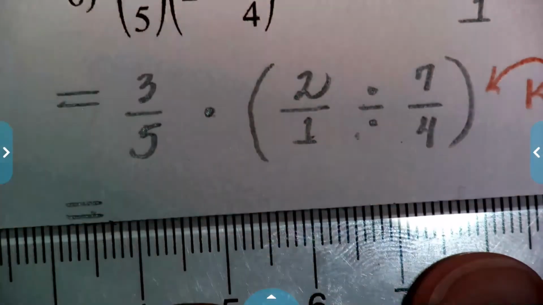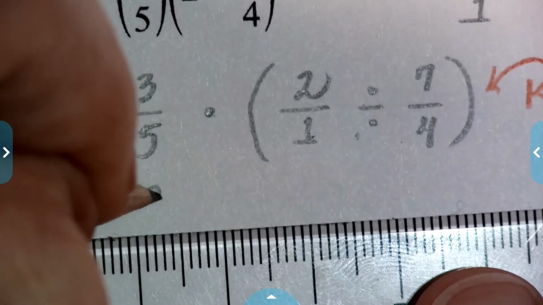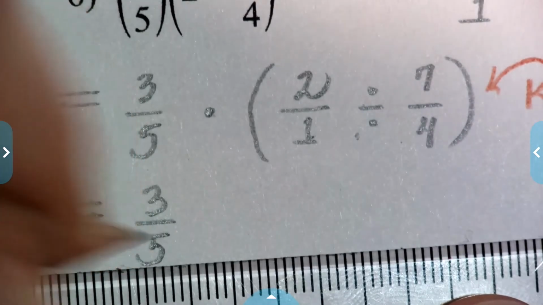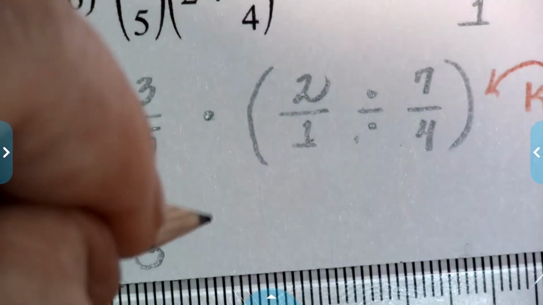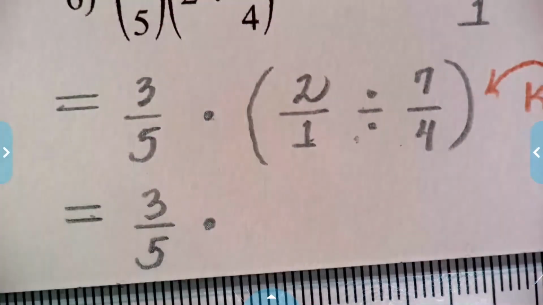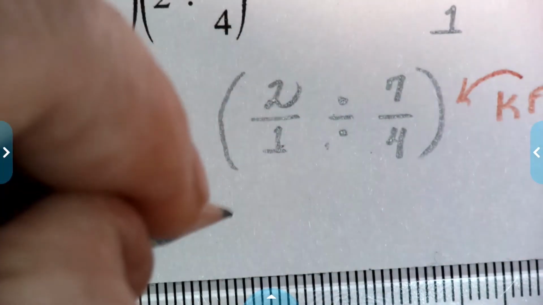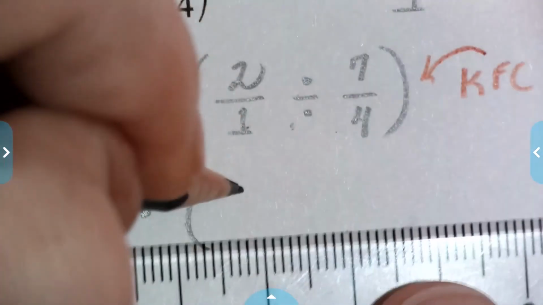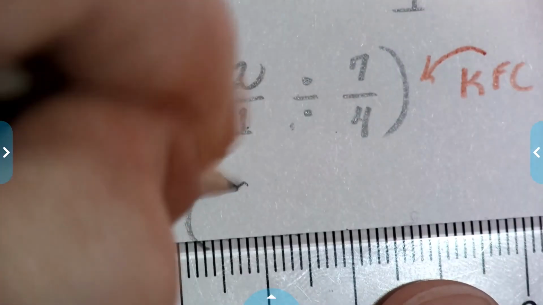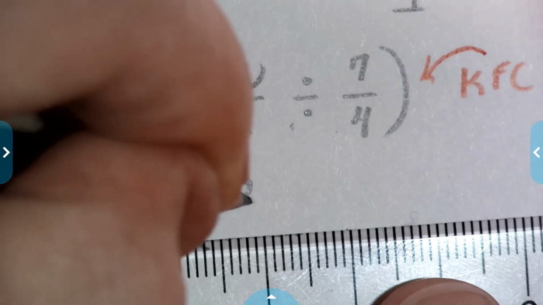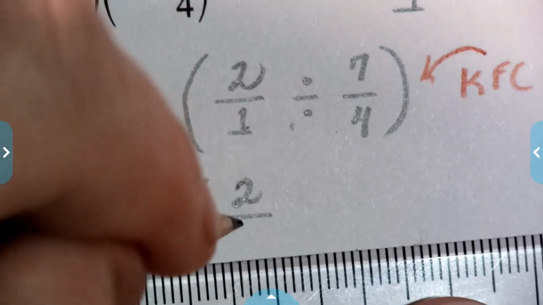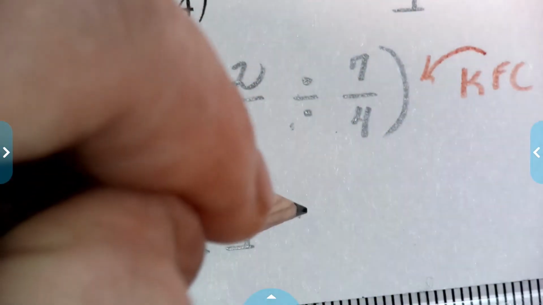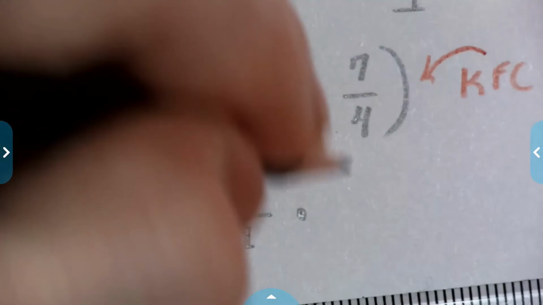Notice we haven't touched the 3/5 yet, so we're just going to rewrite it. There's a lot of rewriting in math. Okay, I'm still going to put this multiplication dot out here in space. And I'm still going to use my grouping symbol because we're not done yet. And I have 2 over 1 times 4 over 7.